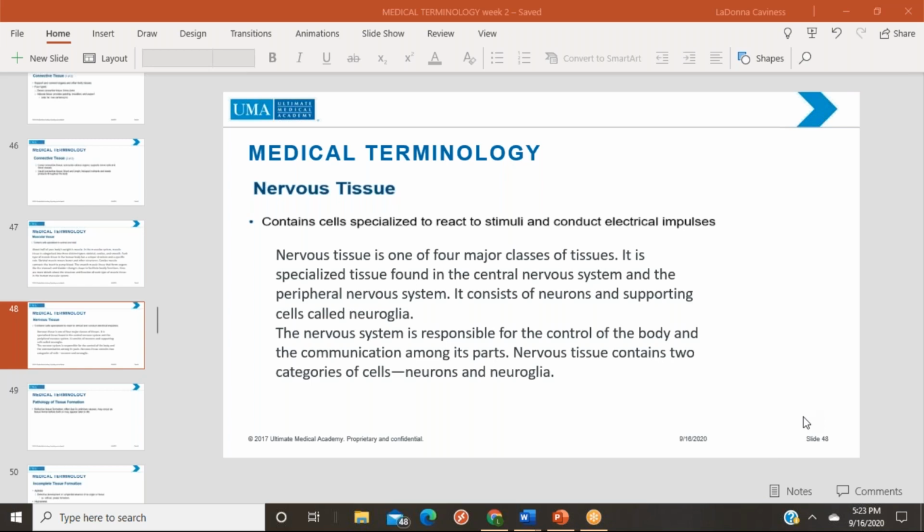All right, so nervous tissue contains cells specialized to react to stimuli and conduct electrical impulses. Nervous tissue is one of four major classes of tissue. It is specialized tissue found in the central nervous system and in the peripheral nervous system. Its contents are neurons and supporting cells called neuroglia. The nervous system is responsible for the control of the body and the communication among its parts. Nervous tissue contains two categories of cells: neurons and neuroglia.